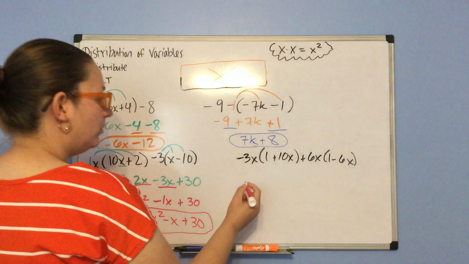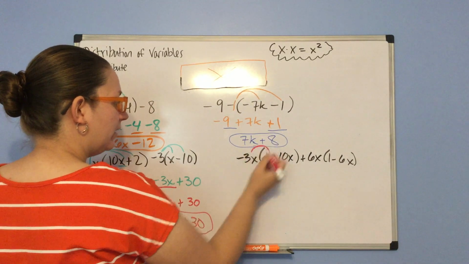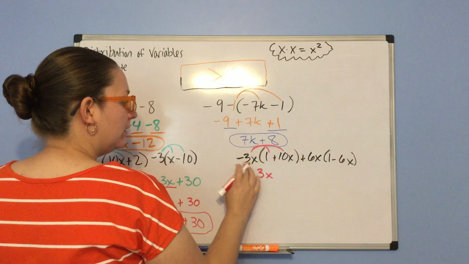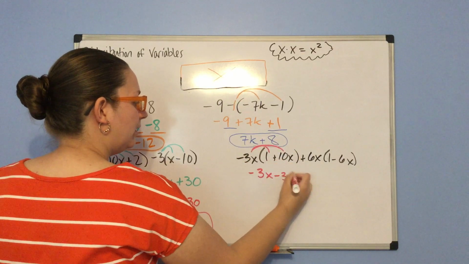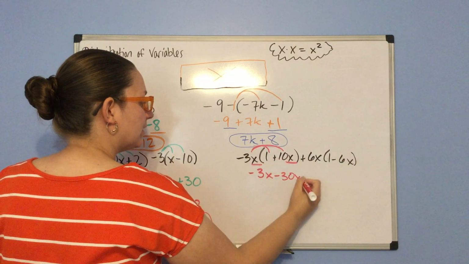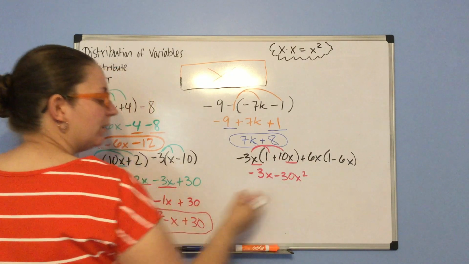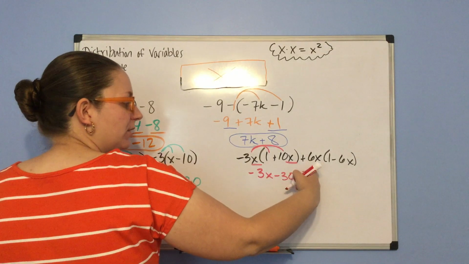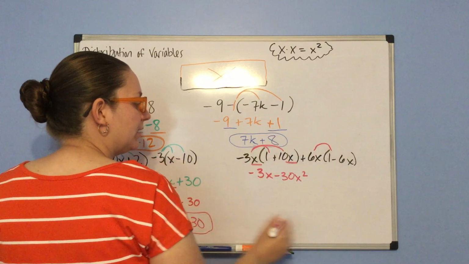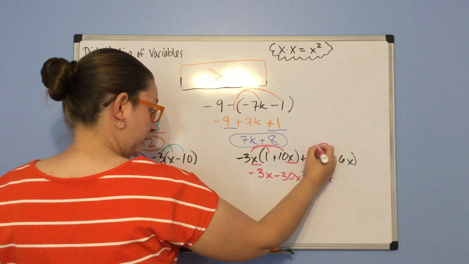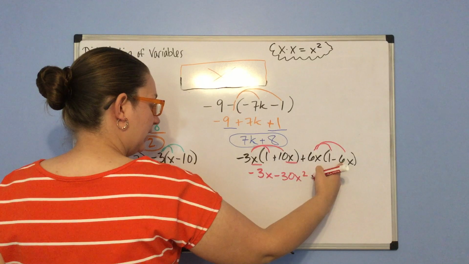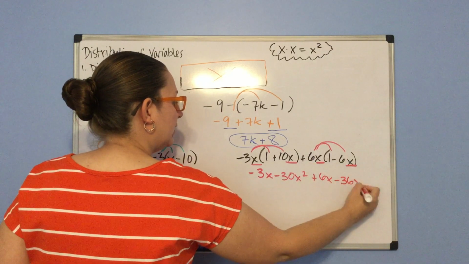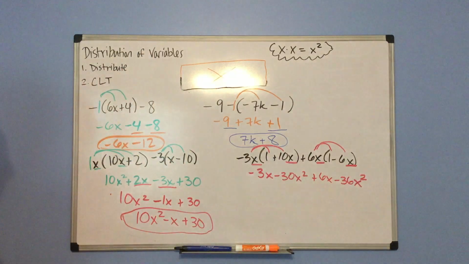One more over here with two distributings. -3x times 1 is -3x. -3 times 10 is -30. X times x is x squared. Don't forget that squared. That's usually the thing that people make the most mistakes with. Now we distribute 6x. 6x times 1 is 6x. 6 times -6 here, -36. X times x is x squared.